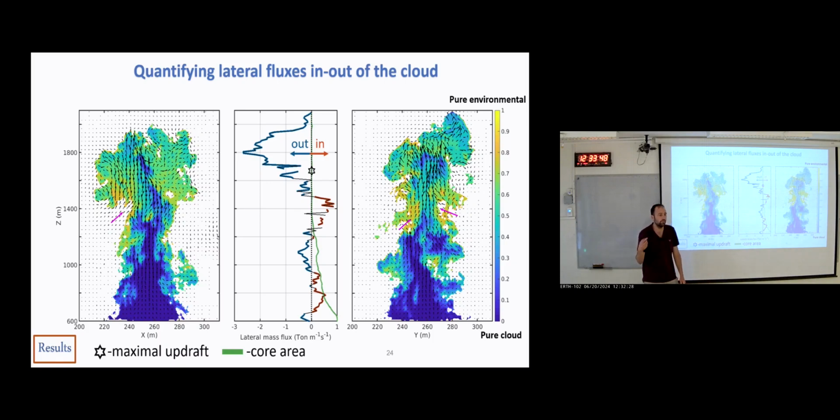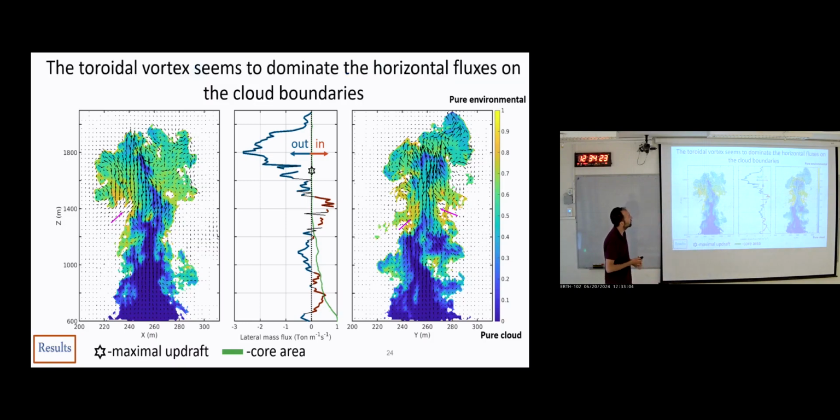So using ring vortex theory, the maximal updraft will be in the center of that thermal, of that thing that is rising through the atmosphere and is causing the toroidal vortex. So this would be a way to estimate the center of the toroidal vortex. And you see that just below it you have entrainment, as you expect from a toroidal vortex, and just above it you have the detrainment and the outflow. And this is just another cross-section of the cloud at the same time, to show that it happens from other sides as well. So the toroidal vortex seems to dominate the horizontal fluxes on the cloud boundaries. You can see the signal is there.